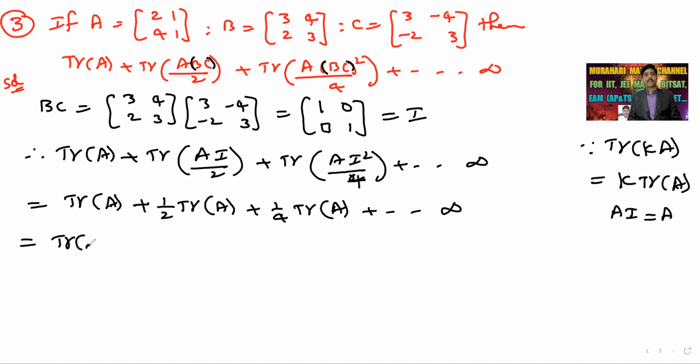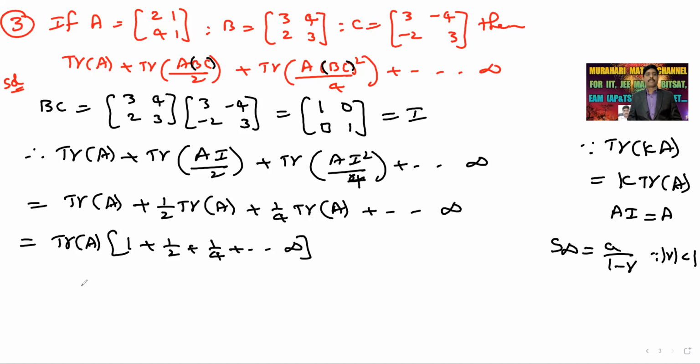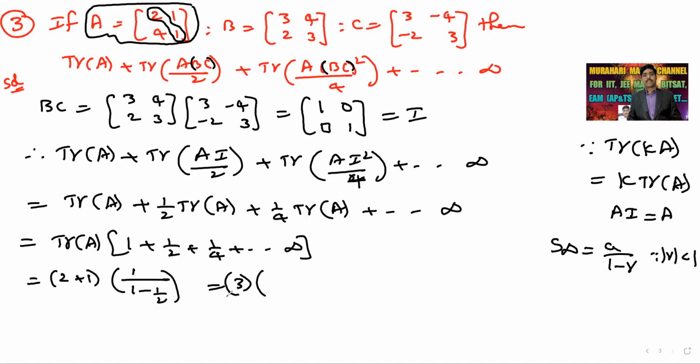In this one, trace of A taken out common. It will be 1 plus 1 by 2 plus 1 by 4 and so on to infinity. This is an infinite GP. S infinity is equal to, what is the formula? A by 1 minus R, where modulus of R is less than 1. So trace of A. What is the given matrix? A matrix is given. So trace of A is equal to the sum of principal diagonal elements. So 2 plus 1, that is trace of A, 3. What is the formula? A by 1 minus R. In this the common ratio is 1 by 2. So A value 1, by 1 minus R, R value 1 by 2. So 3 times of it will be 1 by 1 by 2, that is 2. Answer is 6.